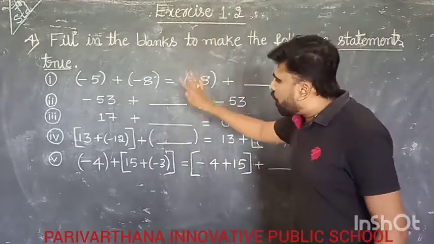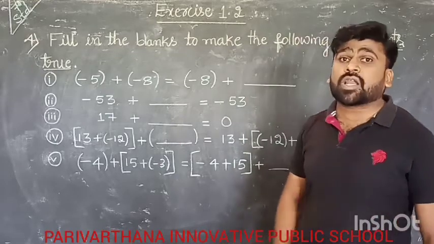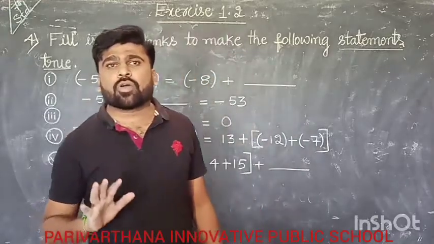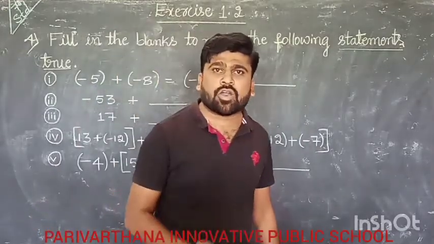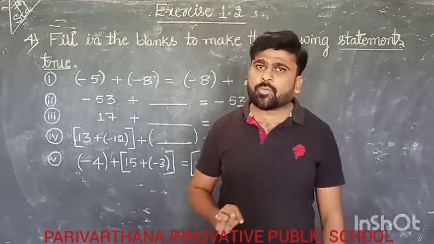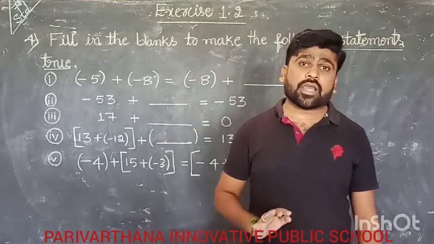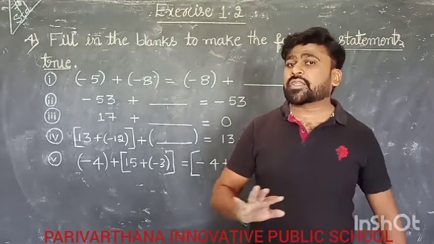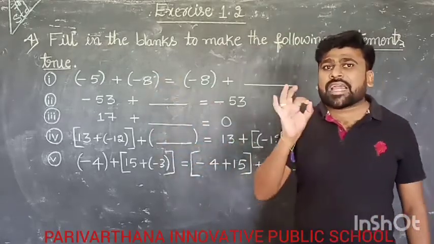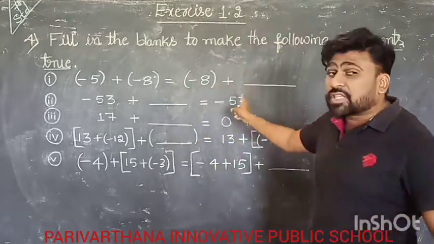Clear? All the five problems are based on statements. Nothing but all the five problems are completely based on properties. Clear? Closure property, commutative property, associative property, additive identity. Regarding the four properties, they have given five fill-in-the-blanks. Neatly observe the statement and you have to fill the box.